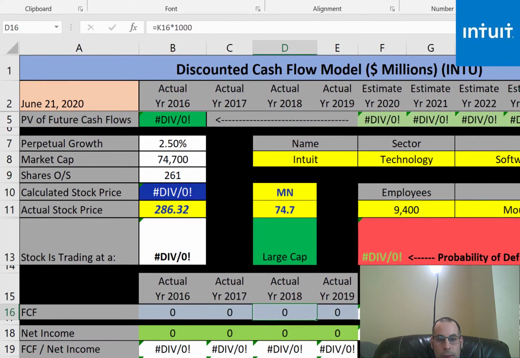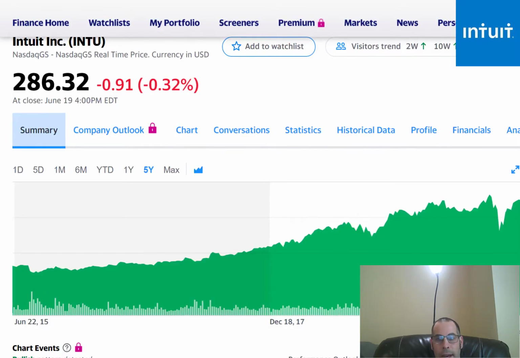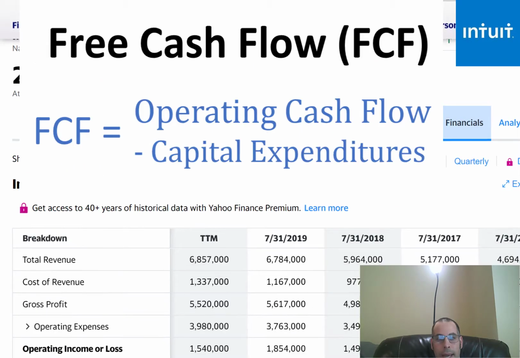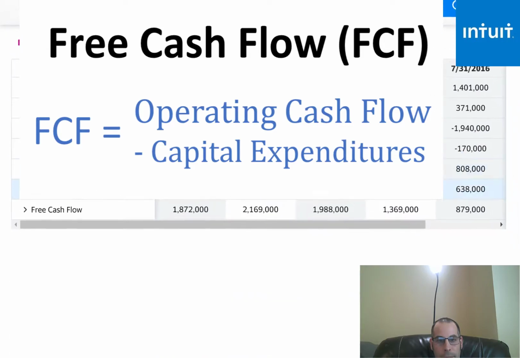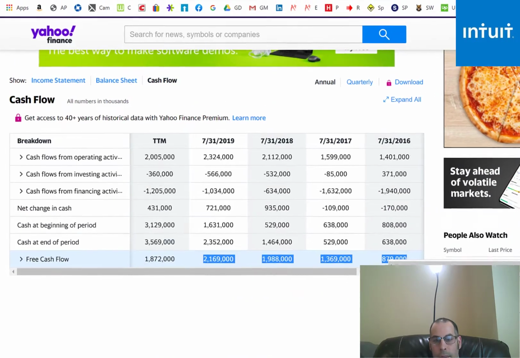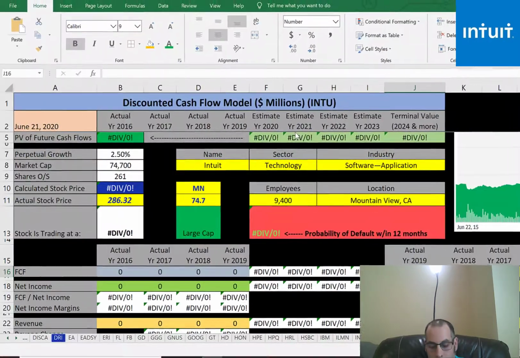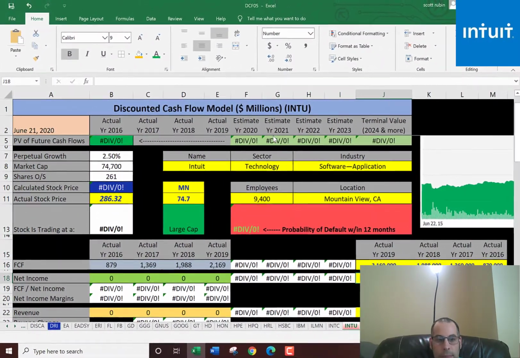The next thing we need for the model is the free cash flow. And free cash flow is the lifeblood of any company. It's the cash that's left over after operating a business minus capital expenditures. And that's how you value a company. And that's exactly what we're doing in this video. I'm going to estimate the future free cash flows and discount that number back to today's value.